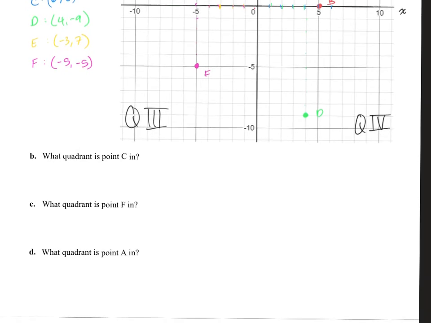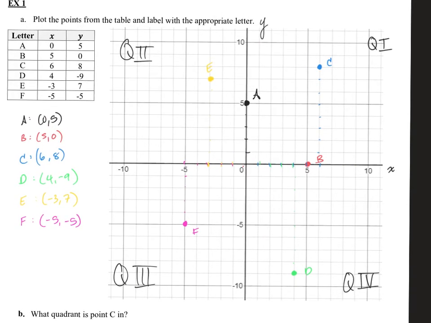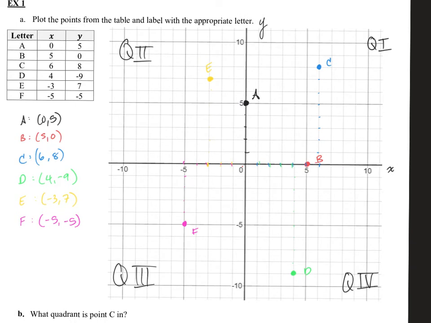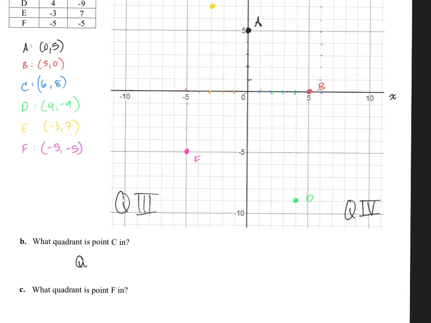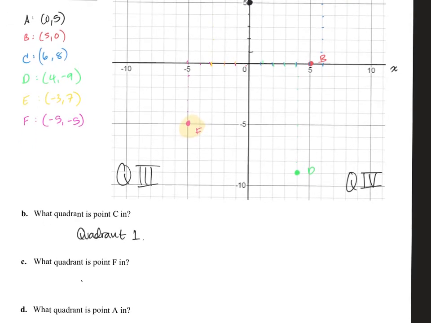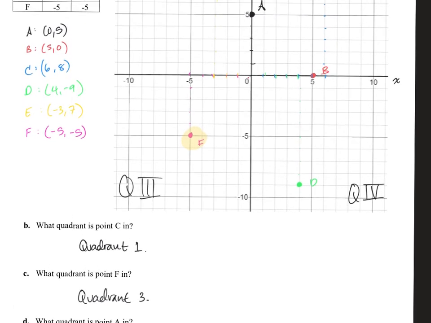So the question is, what quadrant is point C in? Point C, right here, that is in quadrant 1. So our answer would be quadrant 1. Next question is, what quadrant is point F in? Well, F is right here, so that is in quadrant 3. Or you could write out 3 if you want. And the next question, what quadrant is point A in?